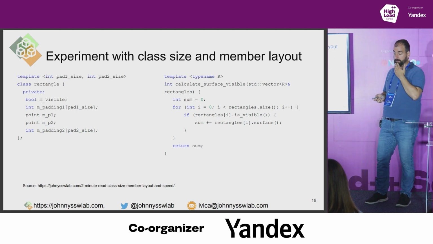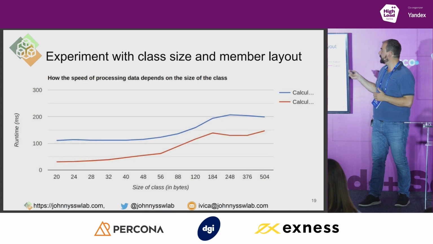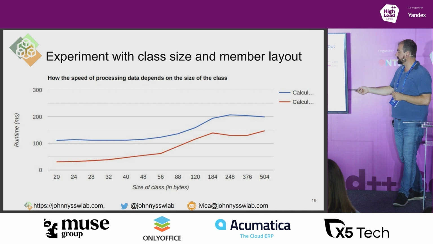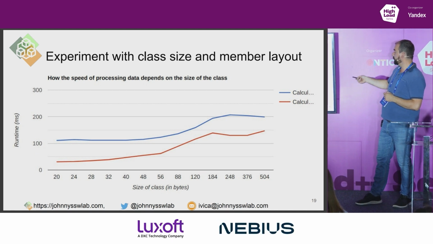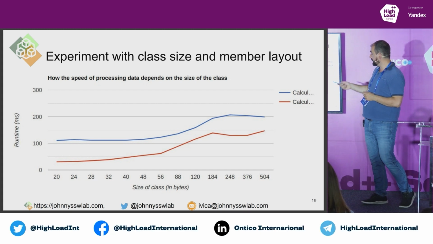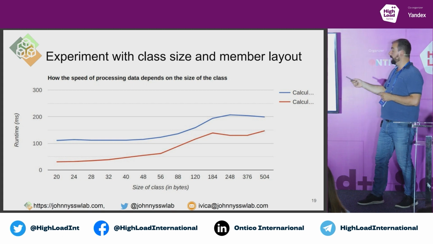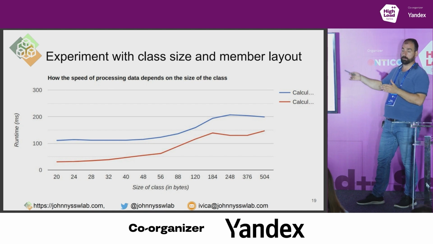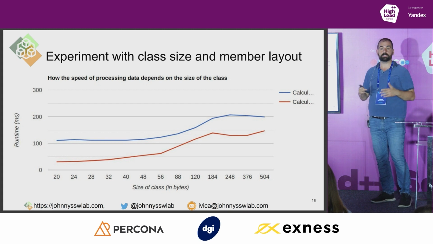So this experiment with class size and memory layout, the algorithm is nothing fancy. I'm just going to show you the numbers. Originally, on the x-axis, you see the size of the class in bytes, growing from 20 bytes to 504 bytes. On the left side, you see the runtime. And you'll see there are two different algorithms, the red algorithm and the blue algorithm. You will see that as the class size grows, the performance gets worse. And after some time, it gets really, really bad. So you want to keep your classes small.